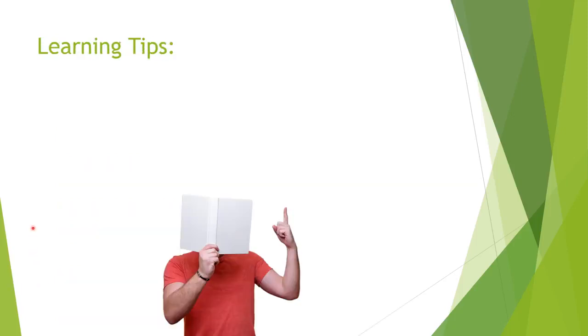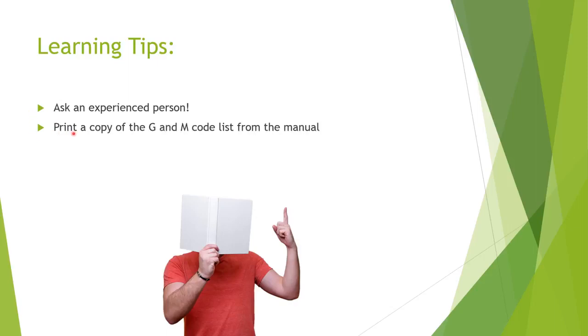A few tips that I want to leave you with are this. 1. Ask an experienced person. You can't ask for more than advice from someone who already knows what they're doing. 2. Find the table in the manual that lists all the G and M commands and what they do for your machine and make a copy. Tape it next to the machine control panel if you need to and use it for reference until you're familiar with what they do. 3.